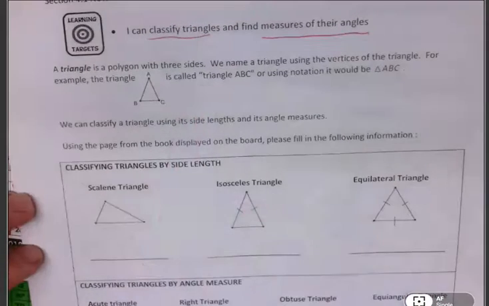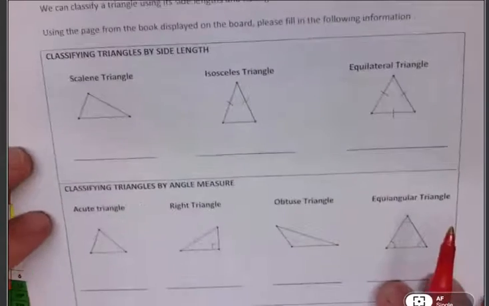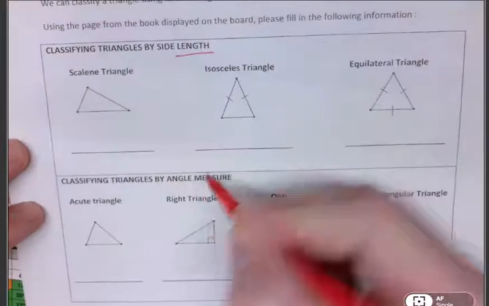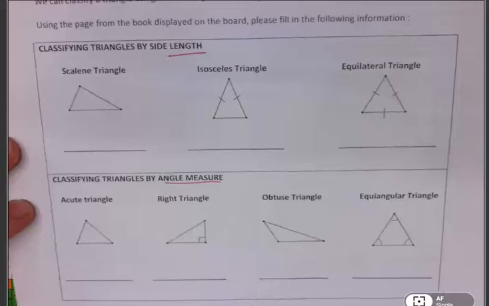So there's the definition for triangle, and there's two different ways you can classify triangles. You can actually classify them by their lengths or by their angles. All right, so we'll start out with the lengths.